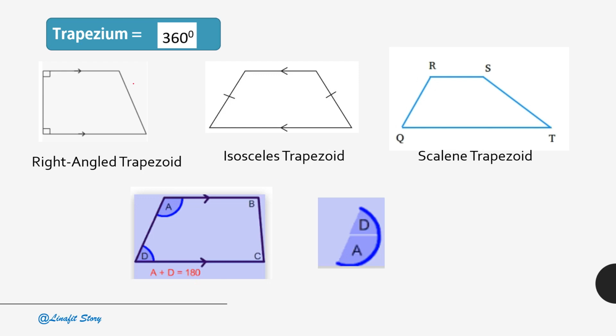There are three types of trapezoid. So for example, the right-angled trapezoid. This is a trapezoid with two right angles. Over here, this is an isosceles trapezoid. As you may see here, the non-parallel sides are equal. And then the last one, this is a scalene trapezoid. It's a trapezoid with no sides of equal measure.